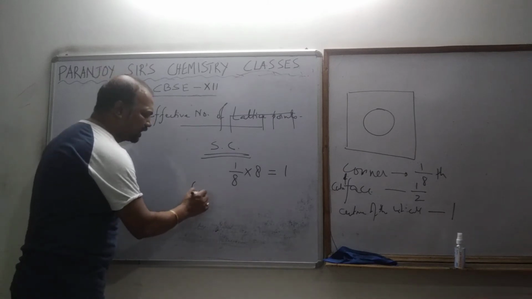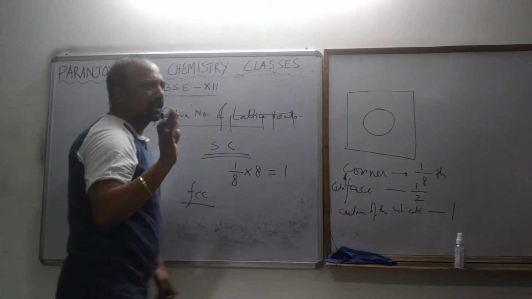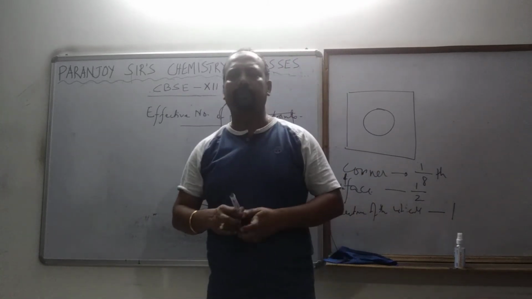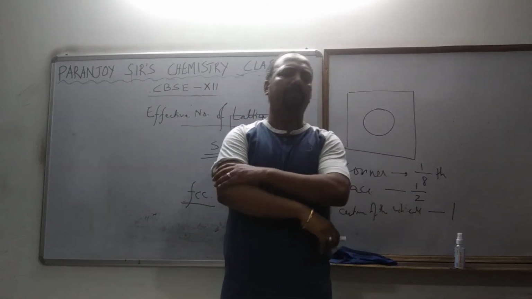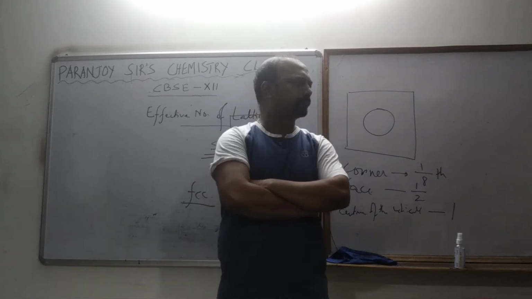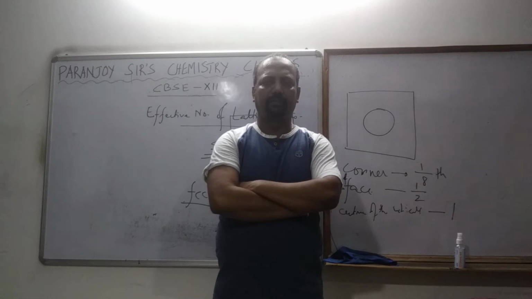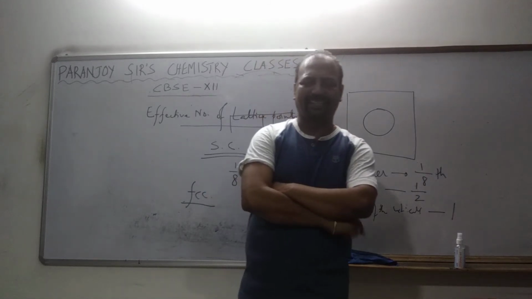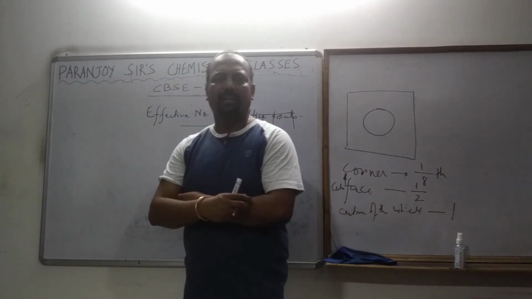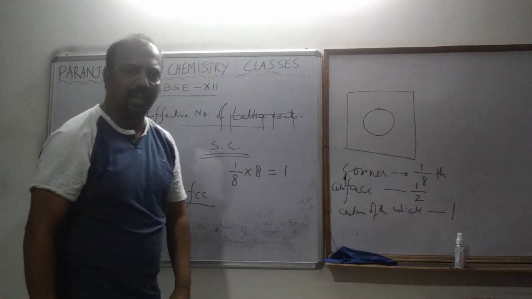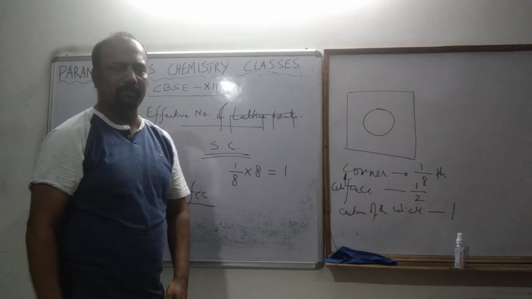For FCC, the face-centered cubic unit cell, what are the positions of the lattice points? You tell me. The 8 corners and the center of the faces. Center of the 6 faces. So in the 8 corners and in the center of the 6 faces.